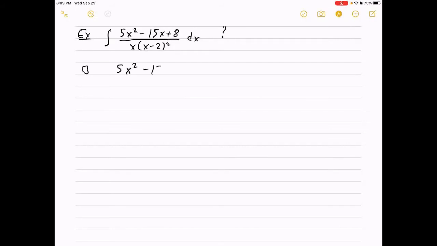If we want to find the integral of (5x squared minus 15x plus 8) divided by x times (x minus 2) squared dx, we'll do the following. We'll look at our fraction expression, and I'm going to rewrite it.